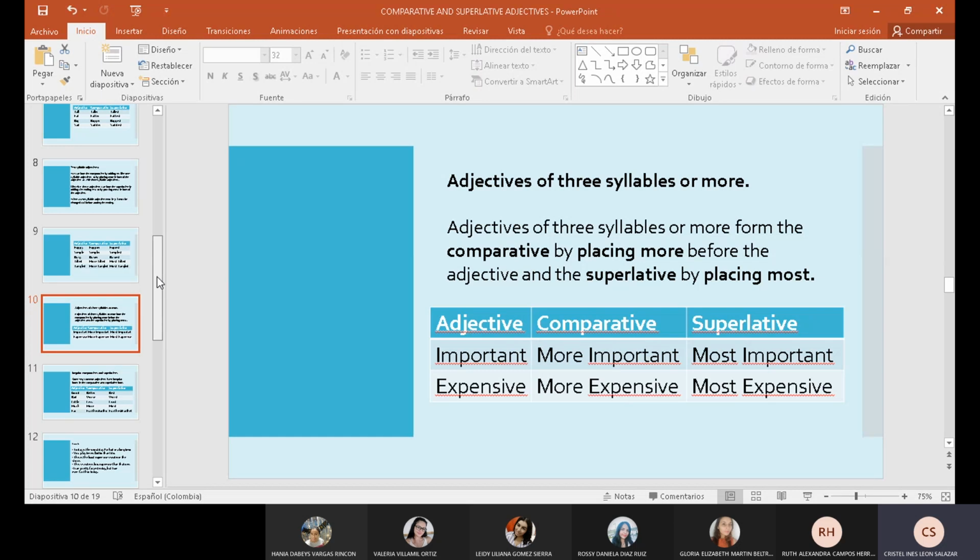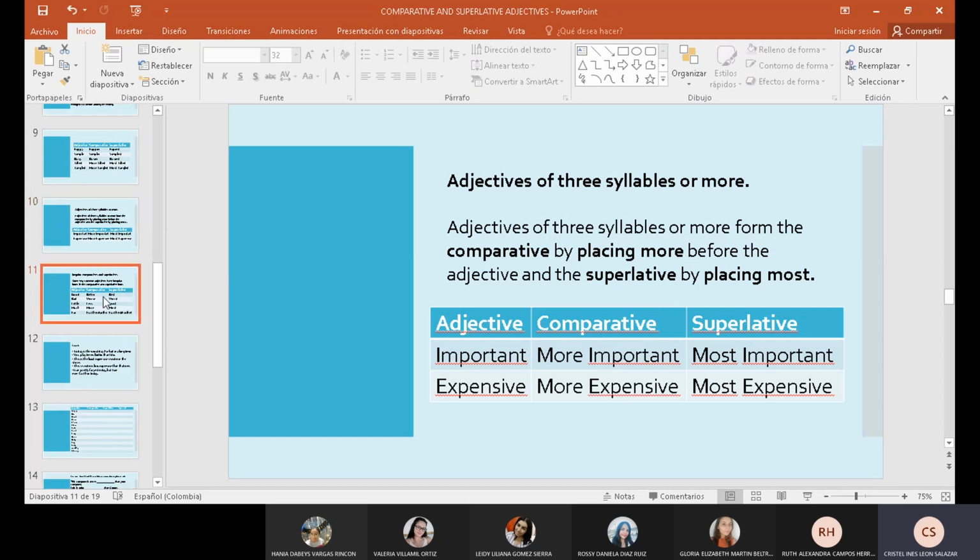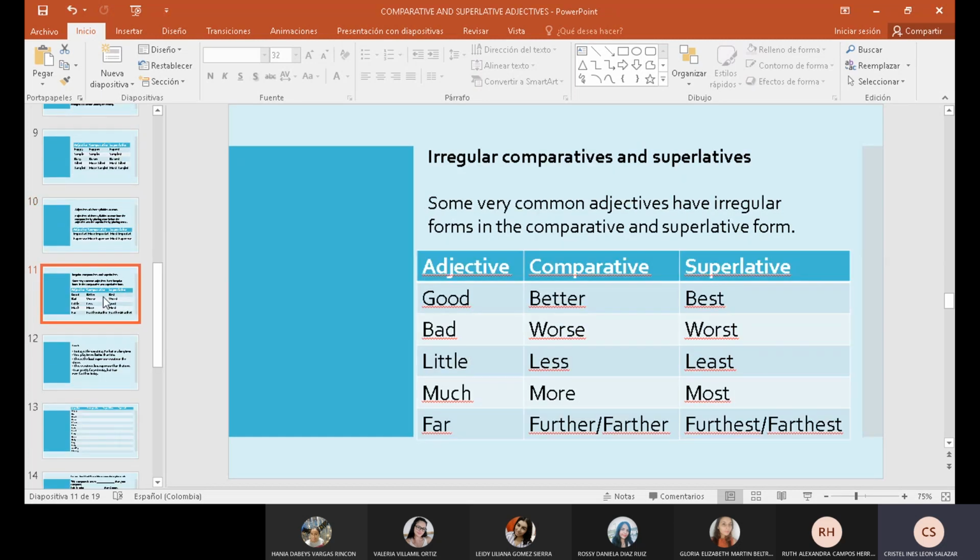Okay, this is the grammar about comparative and superlative adjectives.